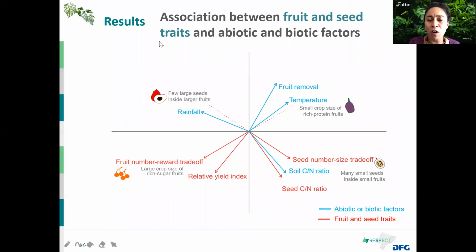In this graph of an RLQ analysis for fruit and seed traits, red arrows are the main independent dimensions of trait variation. Blue arrows are abiotic or biotic factors. Closer arrows pointed in the same direction show positive associations, while arrows in opposite directions show negative associations.